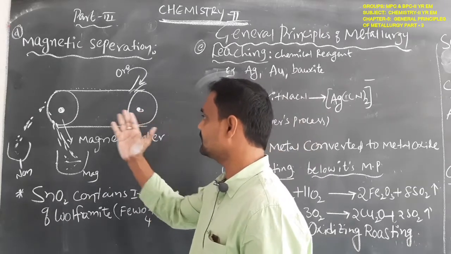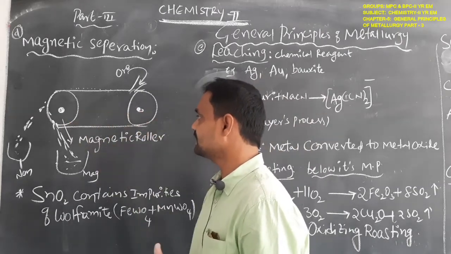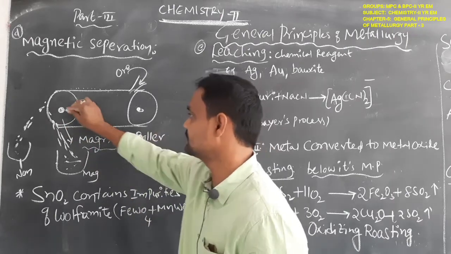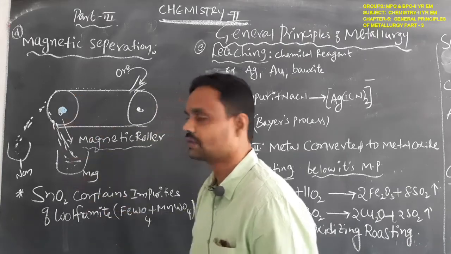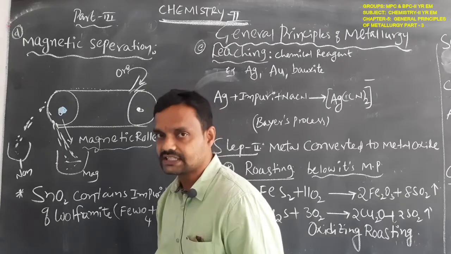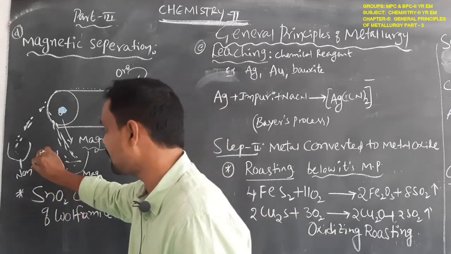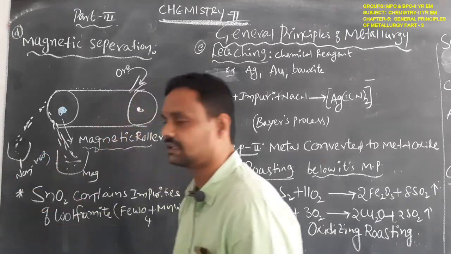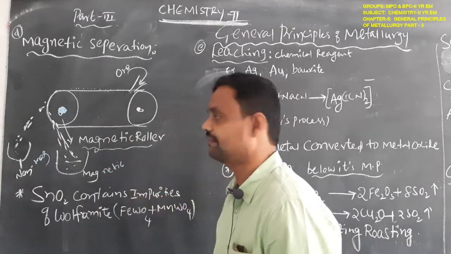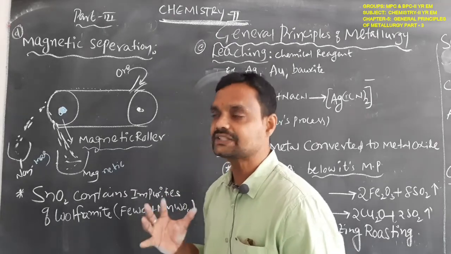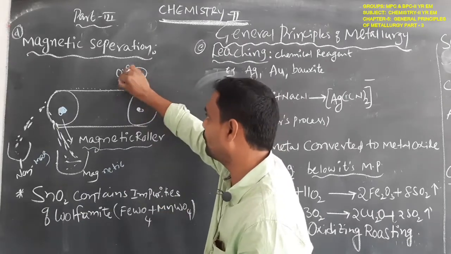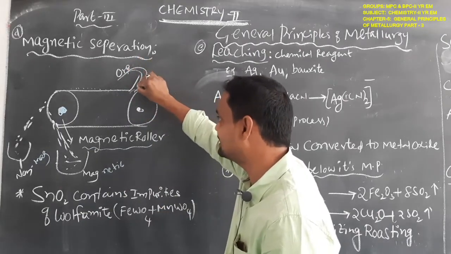So, these are the rotating rollers. In this rotating roller, the roller has magnetic nature. So, this is the magnetic roller. Okay, students, this is the magnetic roller. Here we are using two vessels. One is the non-magnetic vessel and another one is the magnetic vessel. So, the powdered ore enters in this way.